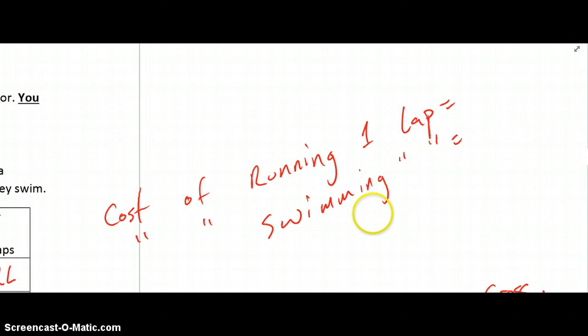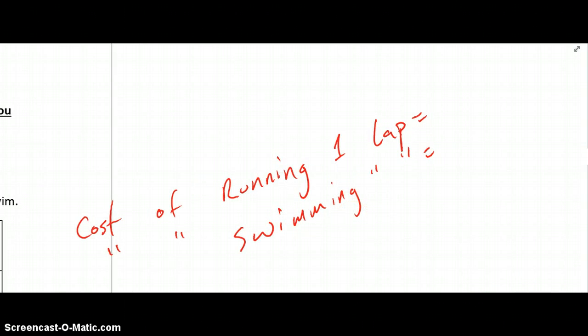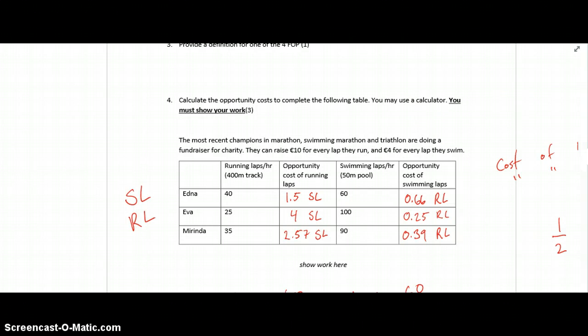So my cost of running one lap is going to be that I give up a certain amount of swim laps. I can't run and swim at the same time. Therefore, when I'm swimming, I give up the ability to run laps. So, not understanding that was the source of a good amount of trouble for you guys. I'm going to call the units SL and RL, and here are our correct answers.